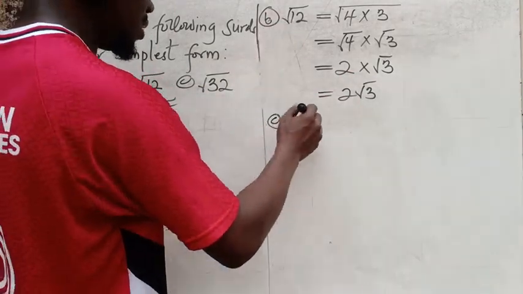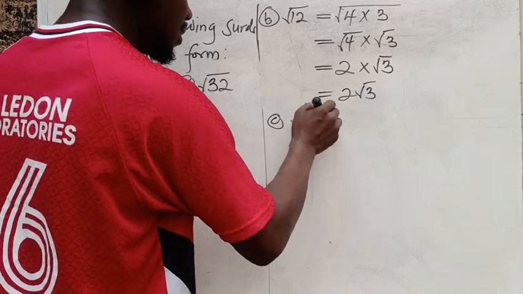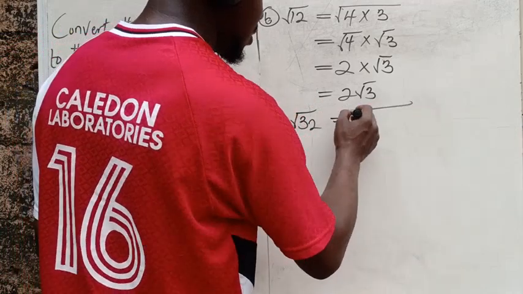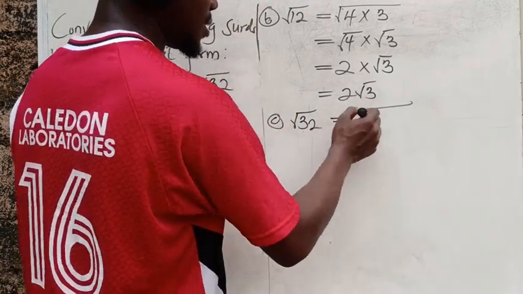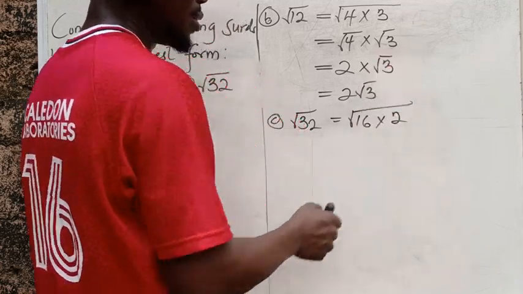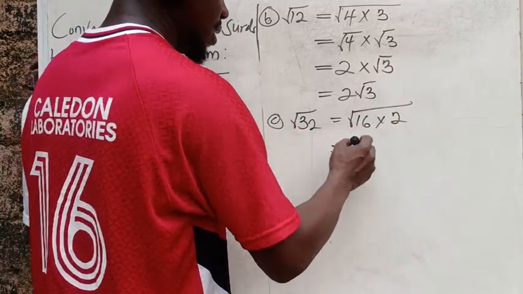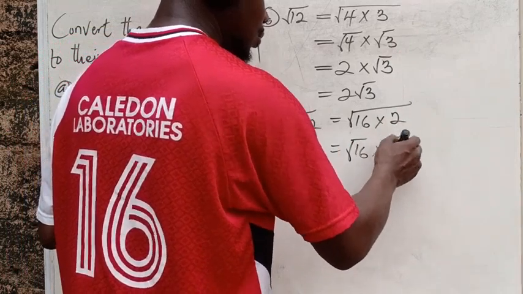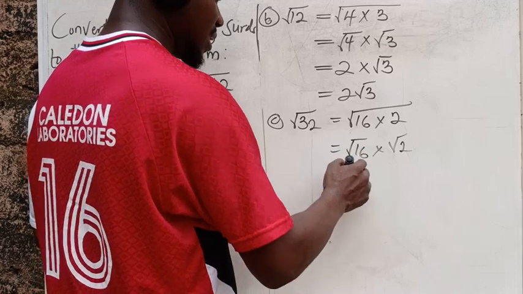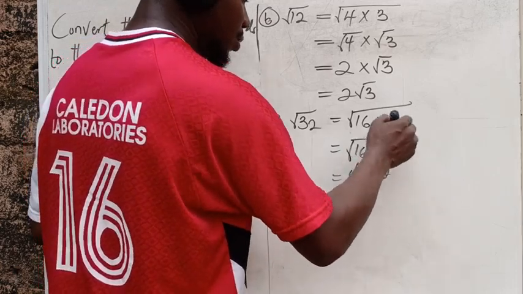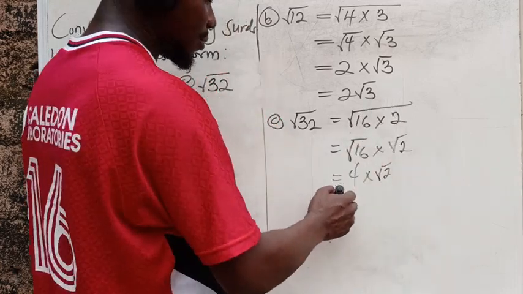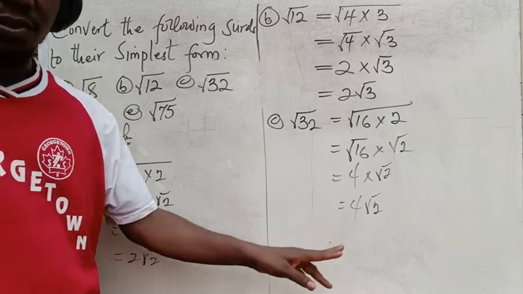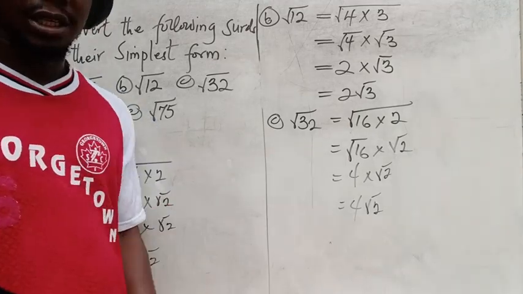Then the same thing goes with root 32, which is the C part. I'm trying to be brief. So root 32: the only two numbers that will give us 32 are 16 times 2. Yes, 16 is a perfect square. So this is going to give us root 16 times root 2. What's the square root of 16 now? 4, multiplied by root 2. So 4 times root 2 is going to give us 4 root 2. So 4 root 2 becomes the simplest form of root 32.